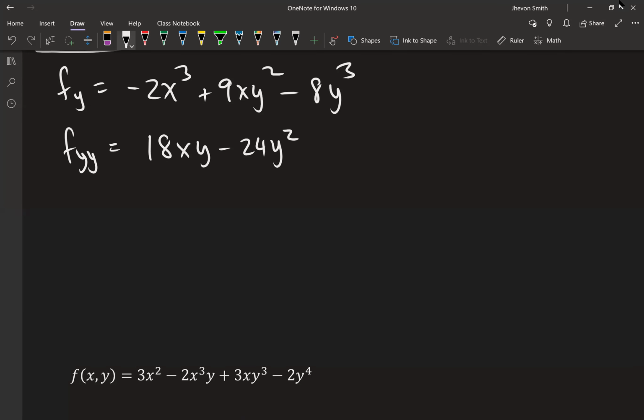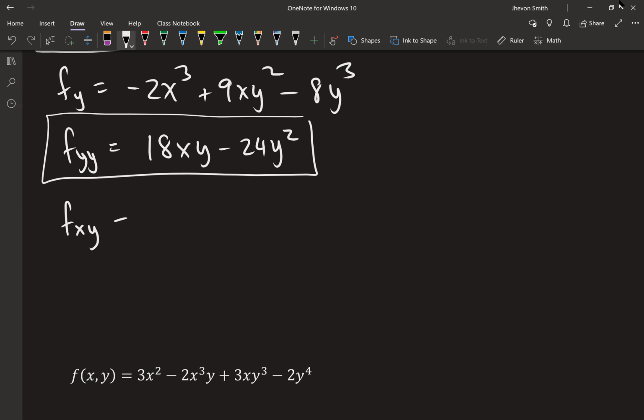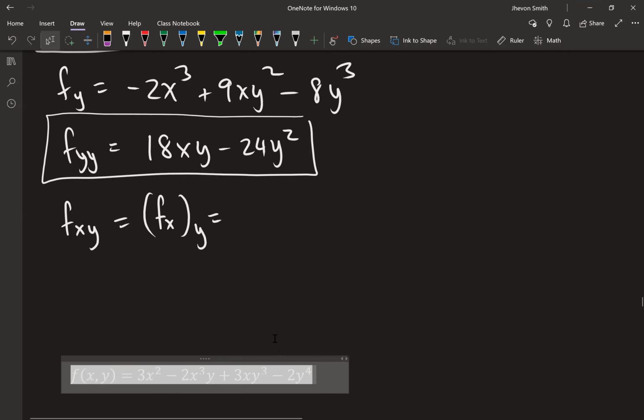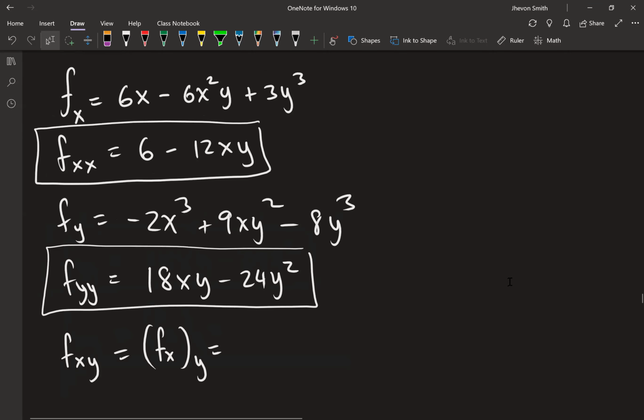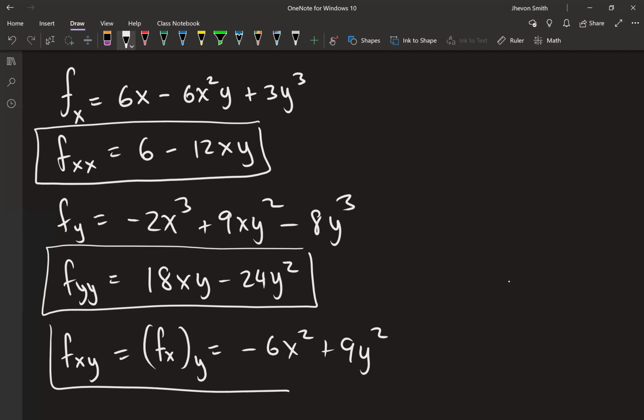24y squared. That would be fyy. Now, if I want to find fxy, basically what I'm going to do is I'm going to go to fx and differentiate with respect to y. So what was that guy? I think we're done here. So that was 6x. I'm going to differentiate that with respect to y. So this is minus 6x squared plus 9y squared. And that's my fxy.